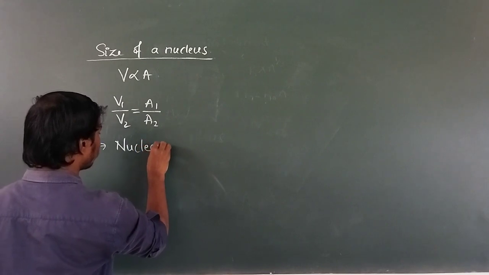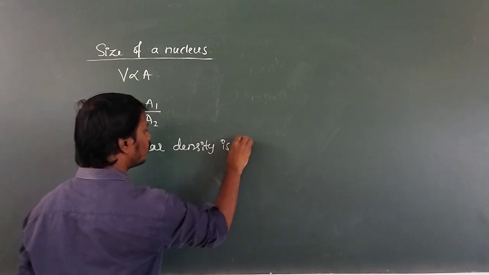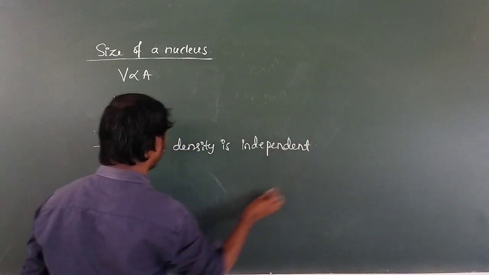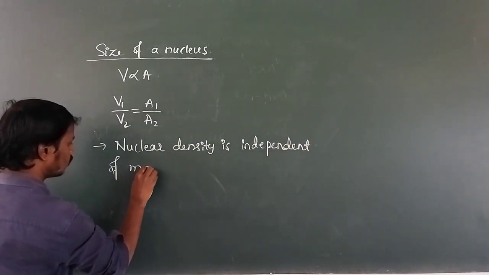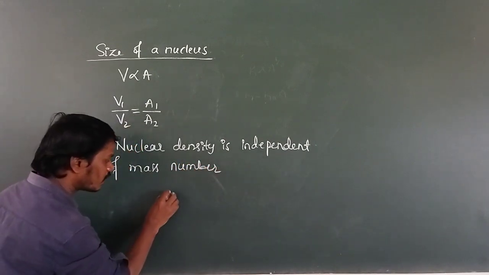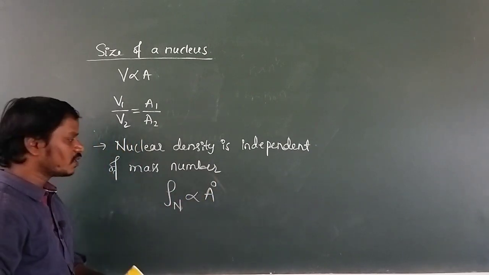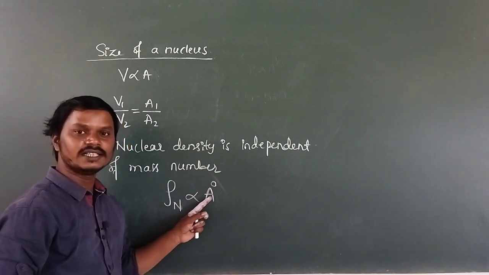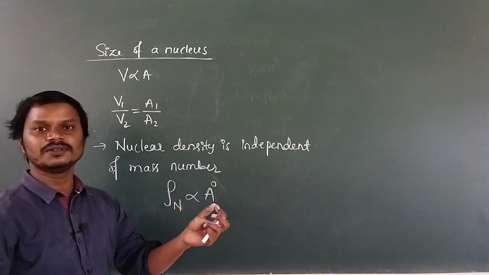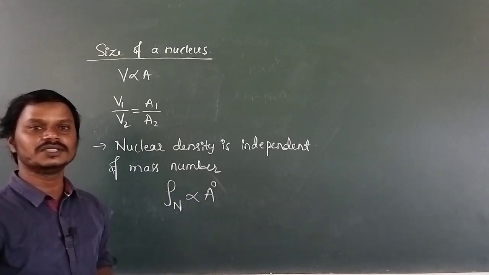Nuclear density is independent of mass number. Independent of mass number means we can write nuclear density is directly proportional to A to the power of 0. So A to the power of 0 means it is independent of mass number. Okay, it means the nuclear density is the same for all the nuclei. That is why the ratio of nuclear density of two nuclei is always 1:1.